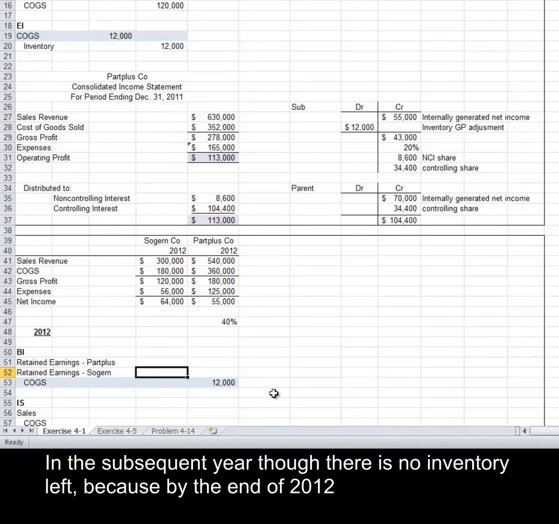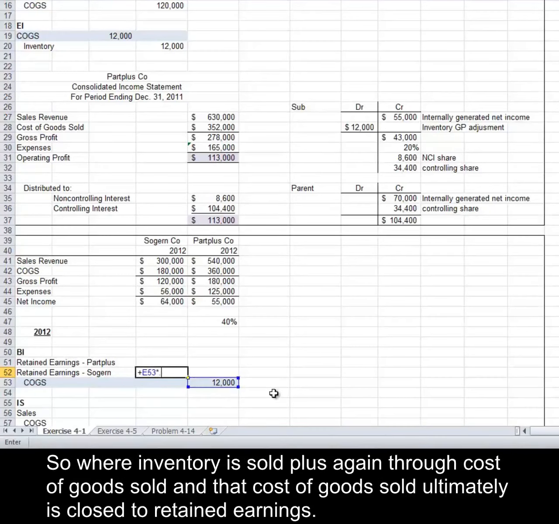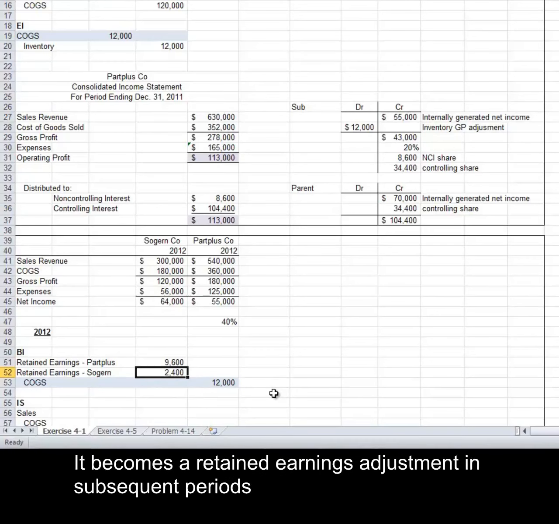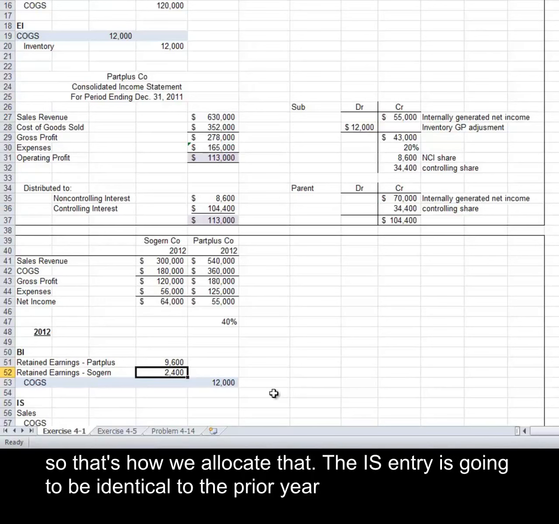In the subsequent year, though, there is no inventory left, because by the end of 2012, which is when we're doing the worksheet, that inventory would have been sold. So where inventory is sold flushes again through cost of goods sold, and that cost of goods sold ultimately is closed to retained earnings. It becomes a retained earnings adjustment in subsequent periods based on ownership percentage. In this case, ownership is 80% for parent, 20% for NCI. So that's how we allocate that.